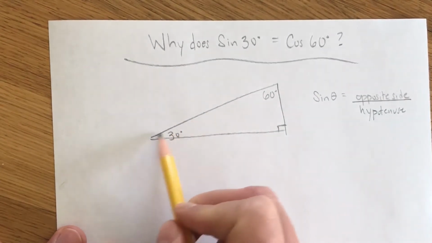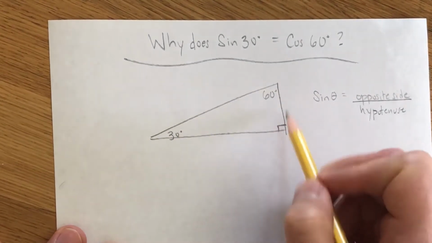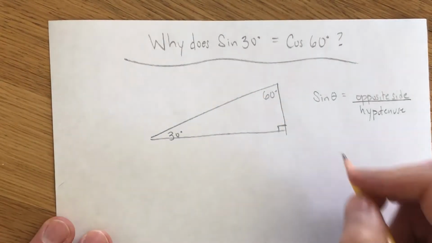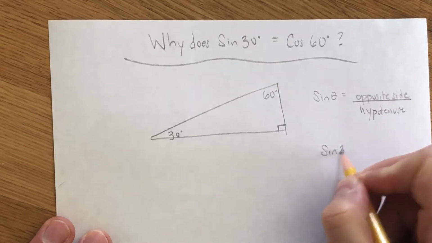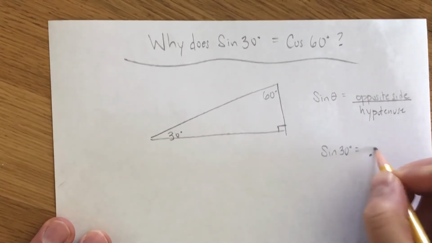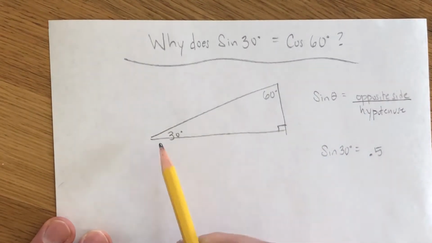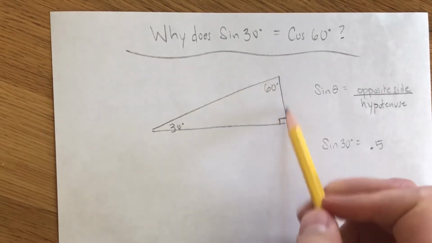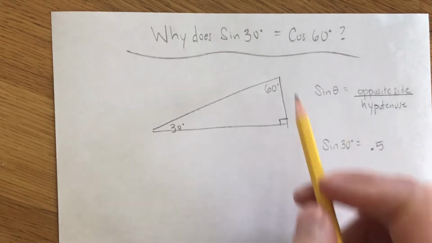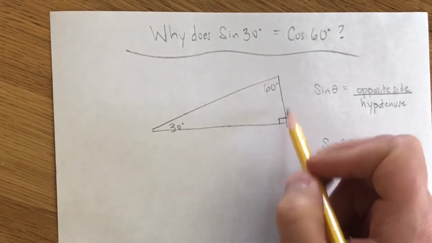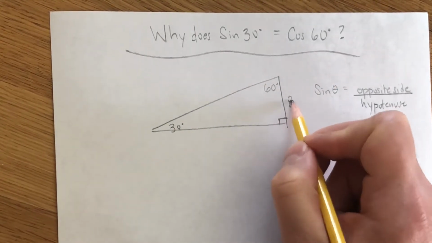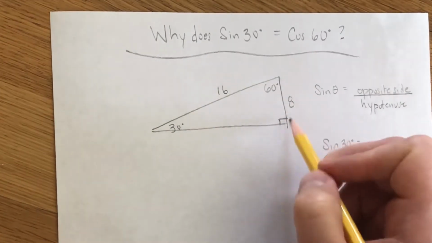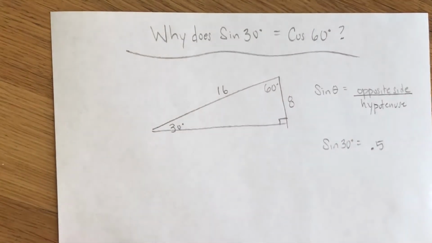So in this case, relative to the 30-degree angle, the opposite side is right here, and the hypotenuse is right here. So sine of 30 degrees works out to be 0.5. Again, that's just based on the characteristics of a 30-60-90 triangle. The side opposite the 30-degree angle is always half of the hypotenuse. So if this side length here is 8, then the hypotenuse would be 16. Again, this side length is half of the hypotenuse.